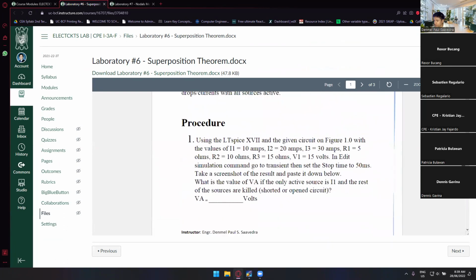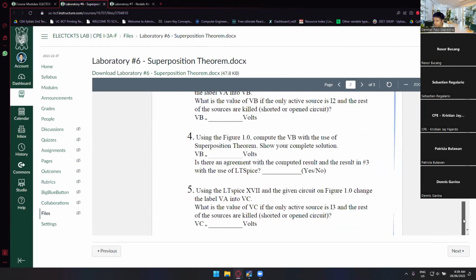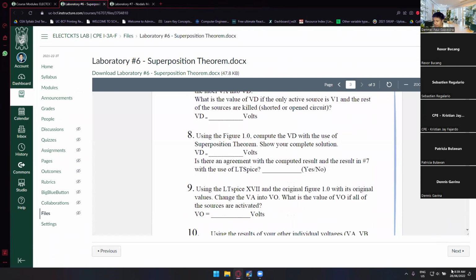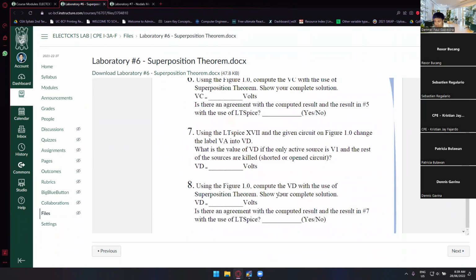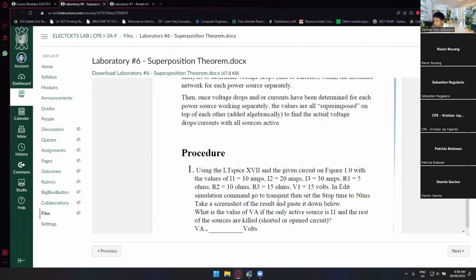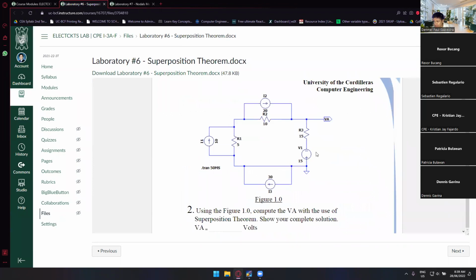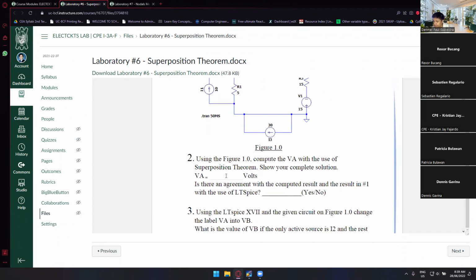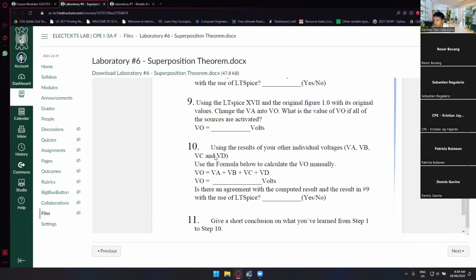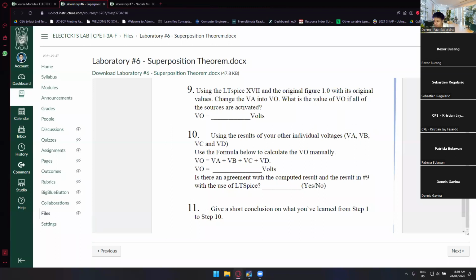For the superposition theorem, we have 10 questions in total. It's quite a lot. But we only have one circuit anyway. So just come up with this circuit, follow the complete instructions so that you will be able to get the correct answer, and then answer the following number 2 up to number 10. And as usual, the last question is the conclusion on whatever you have learned, or what your realization is from step 1 up to the last step before that conclusion.